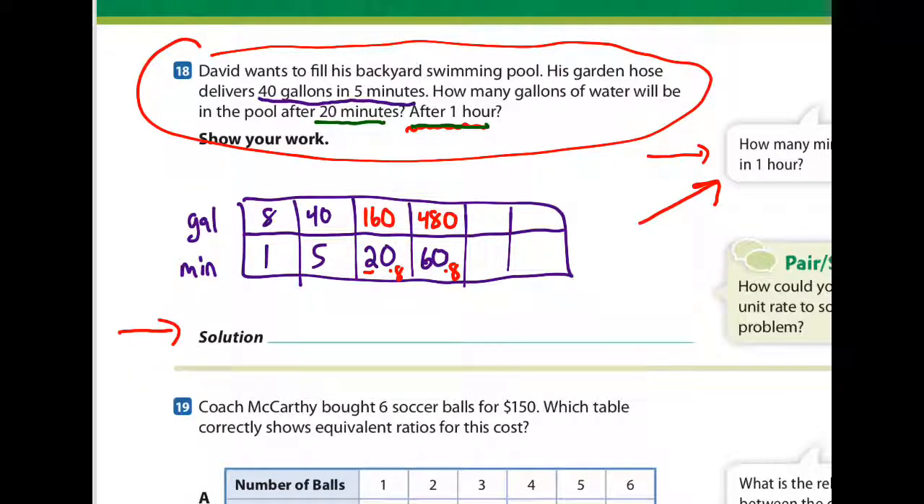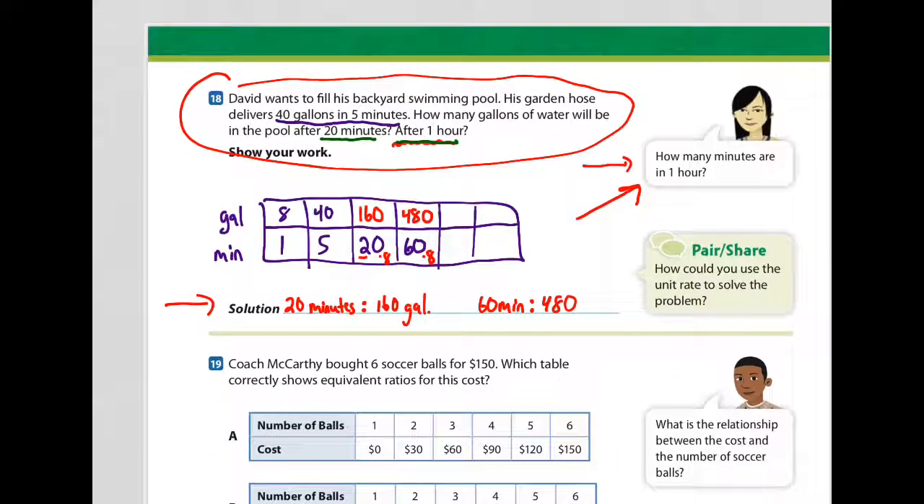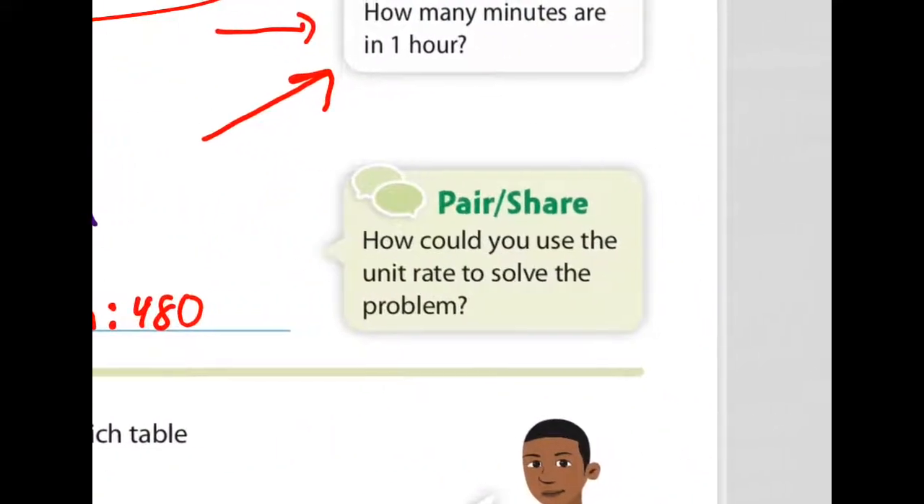So I'm going to say 20 minutes for every 160 gallons. And I'm going to say 60 minutes for every 480 gallons. So here's my question. Did you have that right? If you did, give yourself a big fat C, because you know what you're doing. If not, no big deal. You learn from it.